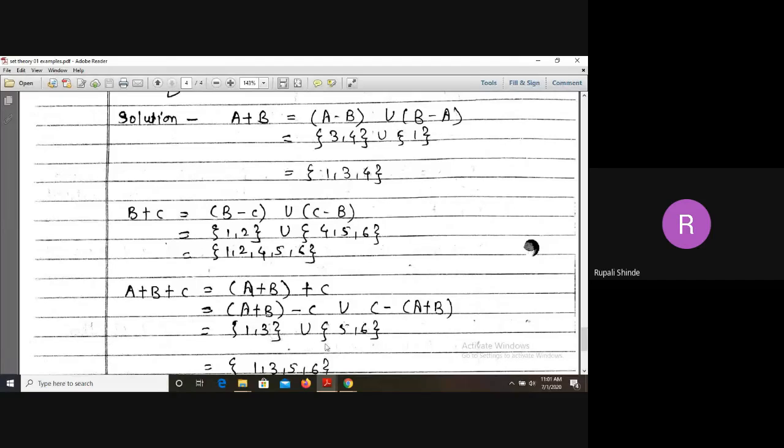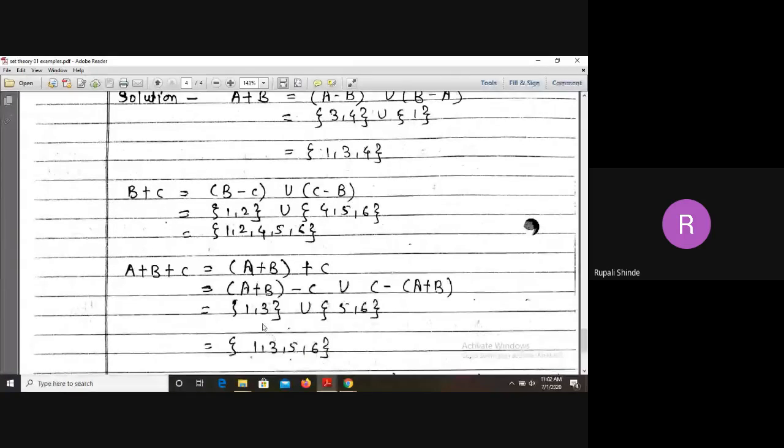Now we have to perform the union operation on these two sets. So its final answer is 1, 3, 5, 6.